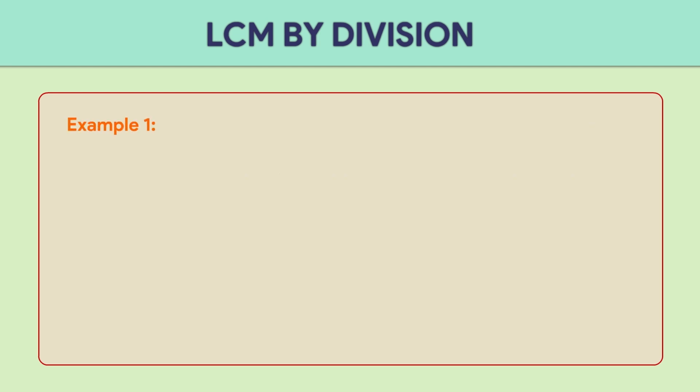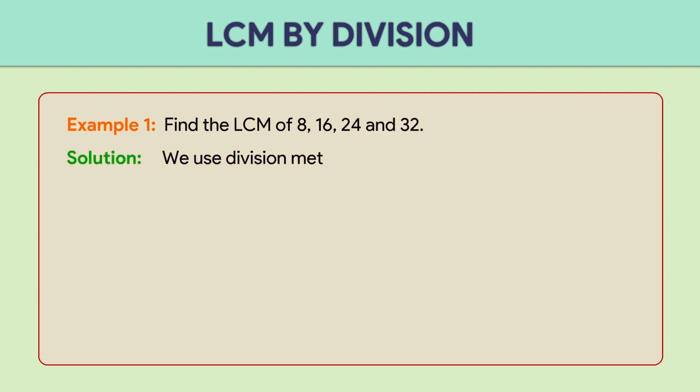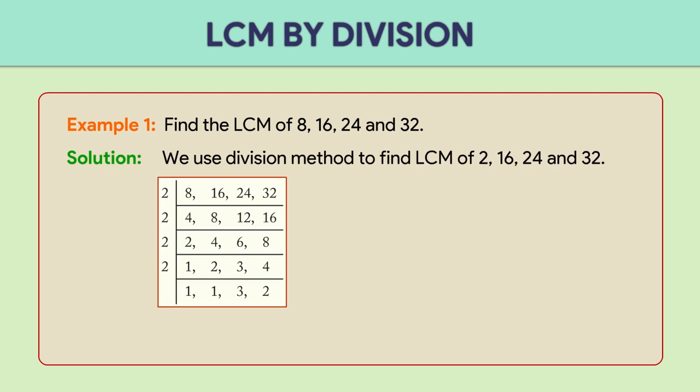Example 1. Find the LCM of 8, 16, 24 and 32. Solution. We use division method to find LCM of 8, 16, 24 and 32. LCM is equal to 2 times 2 times 2 times 2 times 1 times 1 times 3 times 2 equals 96.